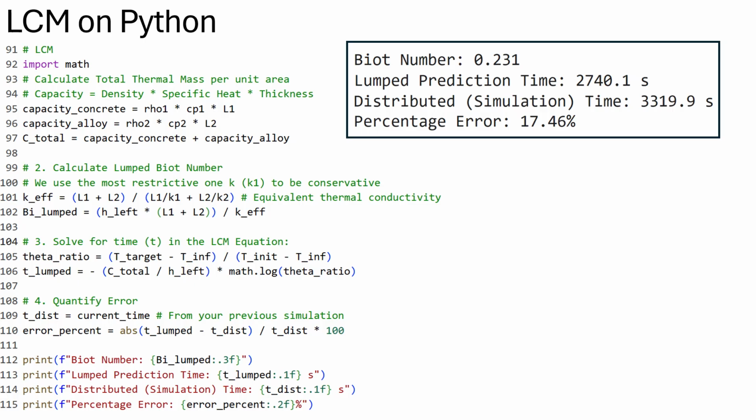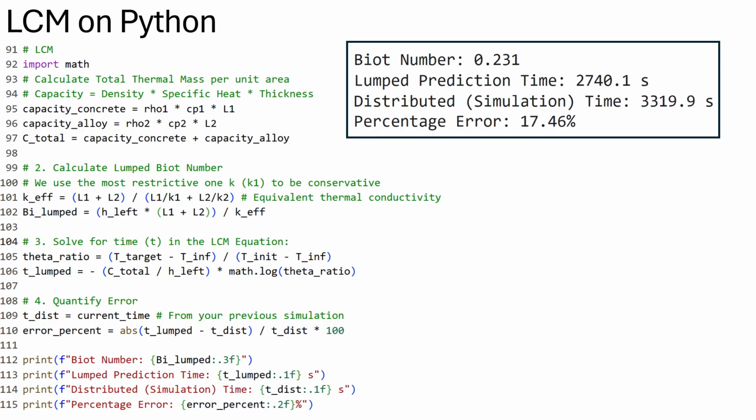Finally, the code performs a sensitivity analysis by comparing the idealized time against the actual time recorded by the finite difference simulation. The results showed a Biot number of 0.231, which is higher than the limit of 0.1, rejecting the lumped capacitance model. The lumped prediction time was 10 minutes faster than that of the distributed model due to the thermal lag from the concrete's low conductivity.